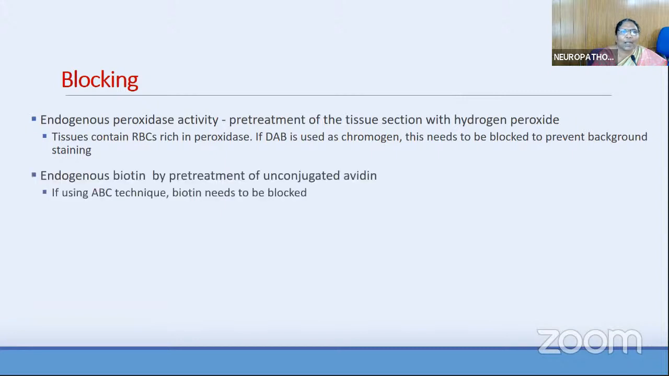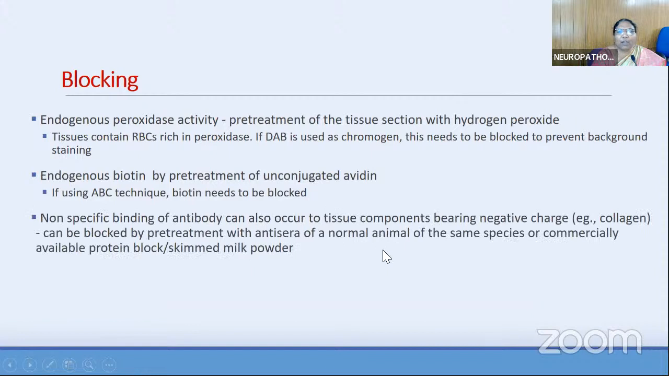Endogenous biotin: pretreatment with unconjugated avidin. If using the ABC technique, biotin needs to be blocked. Non-specific binding of an antibody can also occur to tissue components bearing negative charges, for example collagen. This can be blocked by pretreatment with antisera of a normal animal of the same species or a commercially available protein block. A simple technique is skim milk powder, which can be used as a universal blocker.